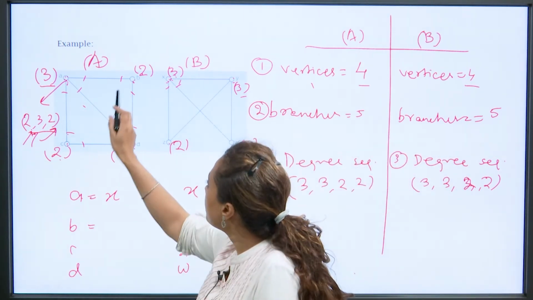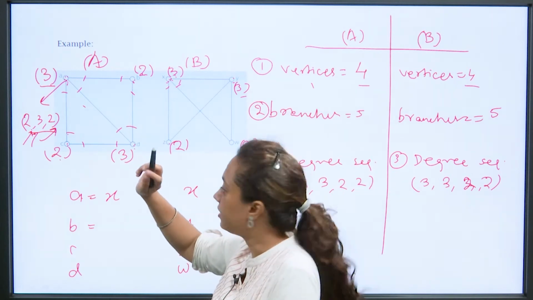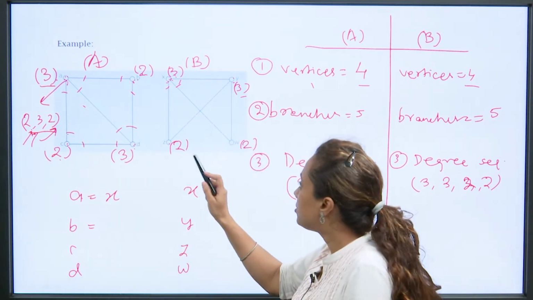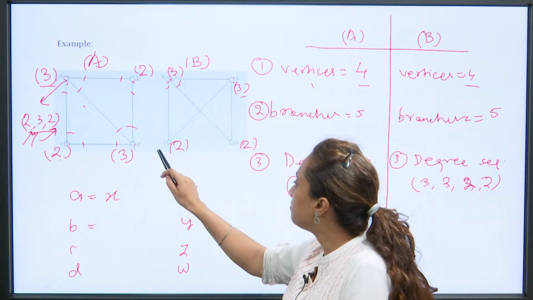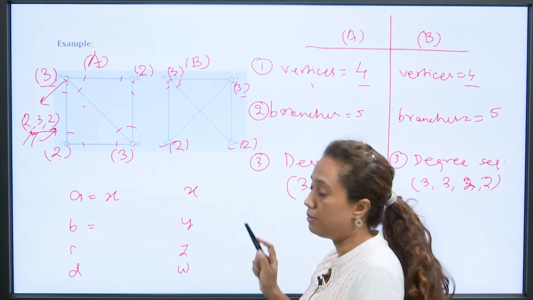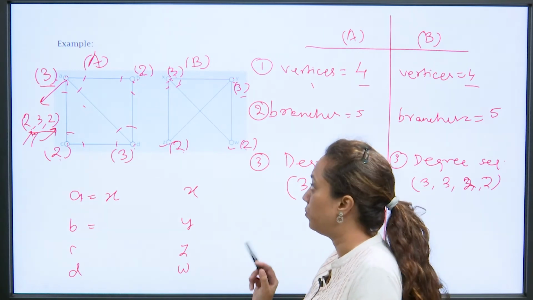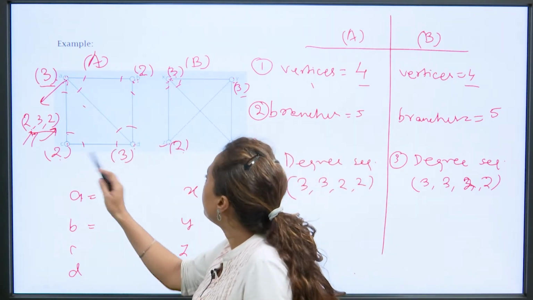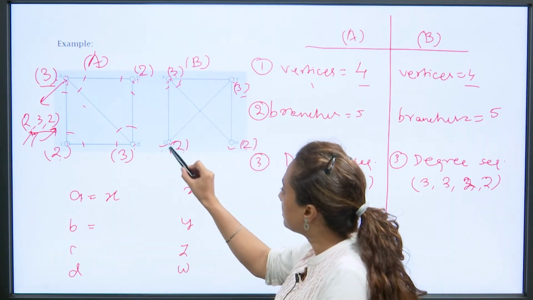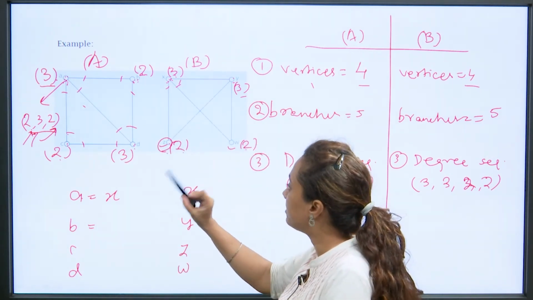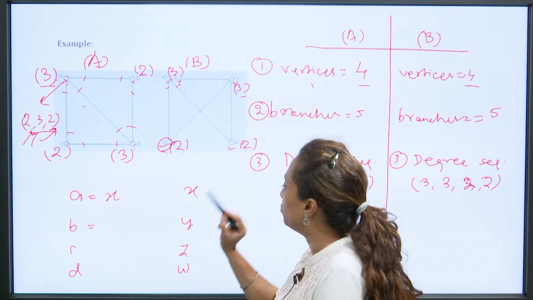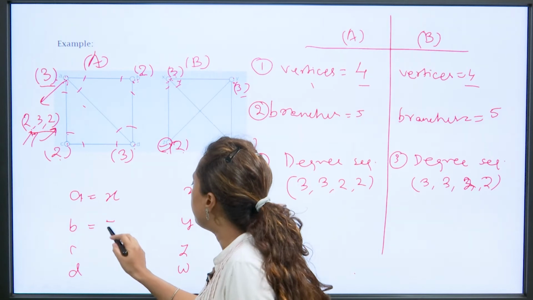Similarly, this B is having 2 degree and it is connected with 3, 3 and 2. So, we will check for degree 2, which means we have to map with Z and W only because they have degree 2, right. So, it should be connected with 3, 3, 2. If we take Z, which means B is mapped with Z, then it is connected with 3, 3 and 2. So, B could be mapped with Z.